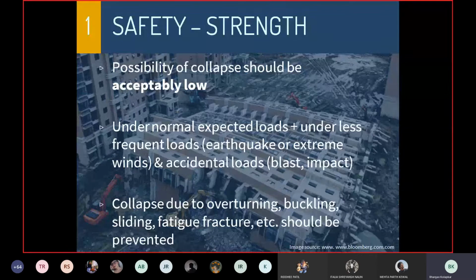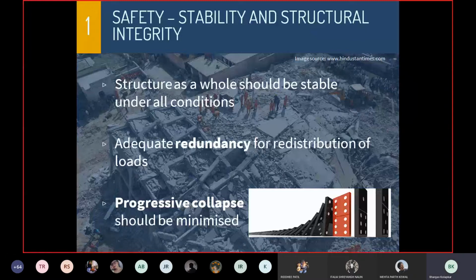Now you can see, though the members were strong, the structure as a system was strong, but it was not stable, because of the kind of loading that it was subjected to, for which it was not designed. And therefore, it is quintessential that we consider safety in terms of strength, stability, and structural integrity. So the structure as a whole should be stable under all conditions. Any questions?